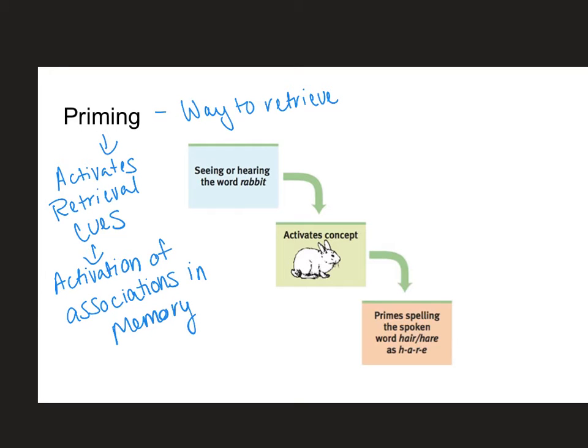So, one example of priming we have right here. Seeing or hearing the word rabbit. This is the activation, or the priming. Because what we end up doing after we activate, we then visualize an actual rabbit. And then when we are asked to spell the word hare, we spell it as a rabbit hare, H-A-R-E, instead of like hair on your head. Because we've primed somebody to think that we're talking about a rabbit, not the hair on the head.